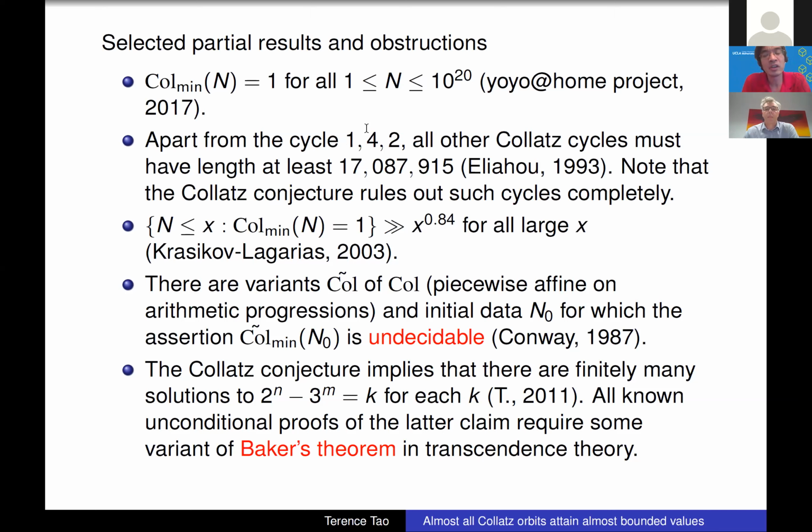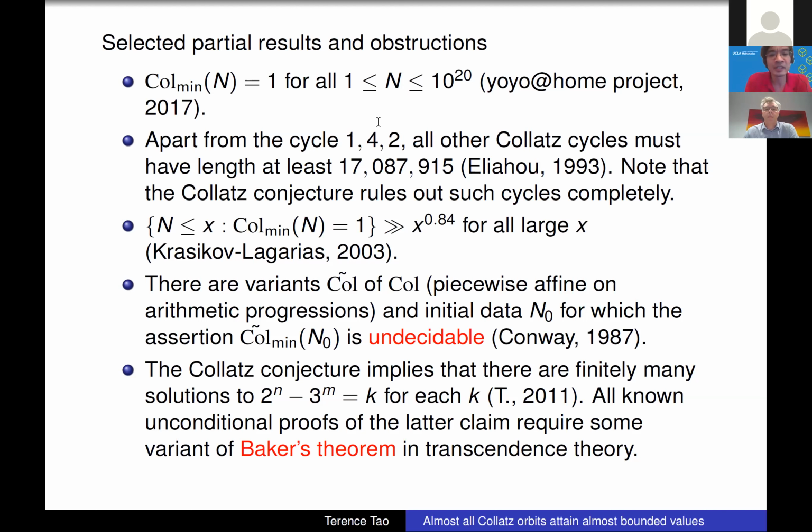We don't know if there are any other cycles, but the best result we know is that any other cycle, if it exists, has to be extremely long. All other cycles other than this 3-element cycle must have at least 17 million elements. So it's not going to be disproved just by writing down a short cycle. You have to write down an incredibly complicated cycle involving very big numbers.